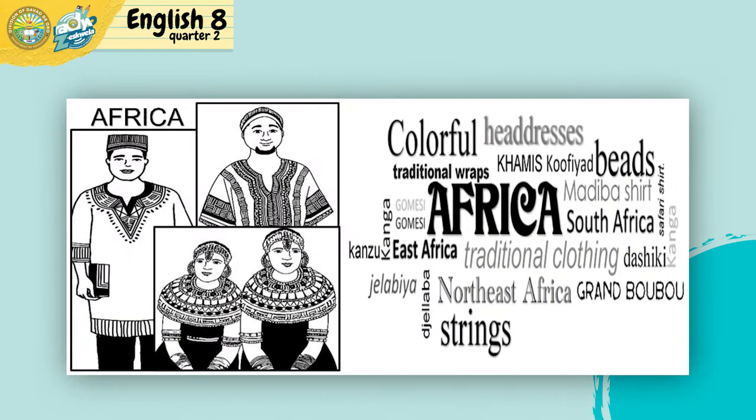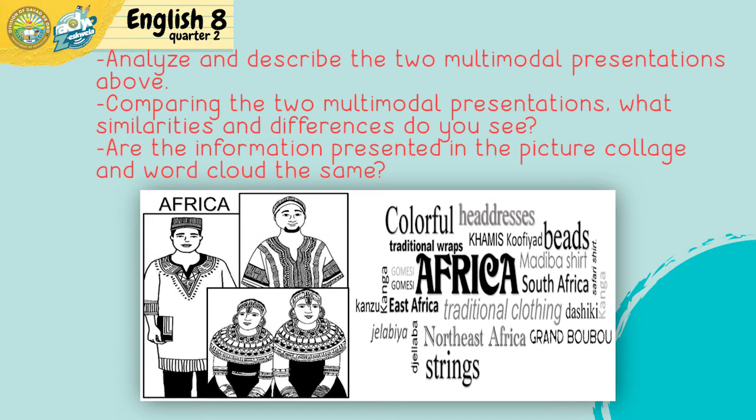Now, for activity 1, you have there the African traditional clothing. The multimodal text below shows information about native Africans. You have to look at or examine the picture collage and the word cloud and understand the guide questions. Now here the questions are: analyze and describe the two multimodal presentations.